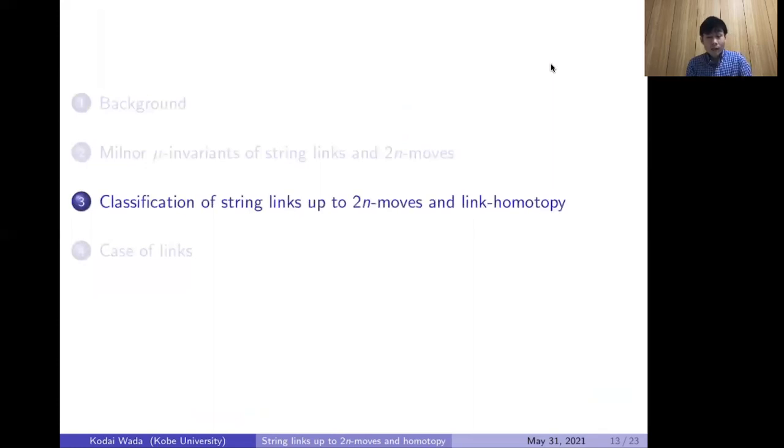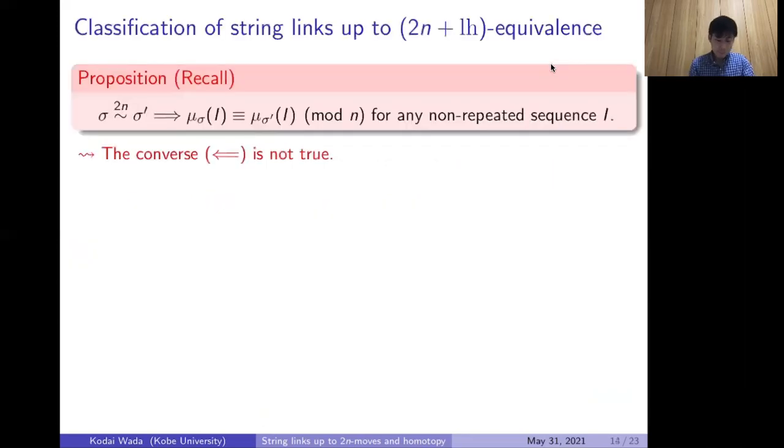Next, we mention our main result of this talk. Recall that if two string links are 2n equivalent, then their mu invariants are congruent modulo n for any non-repeated sequence. From this proposition, we may consider whether the converse is true or not. The answer is that the converse is not true.